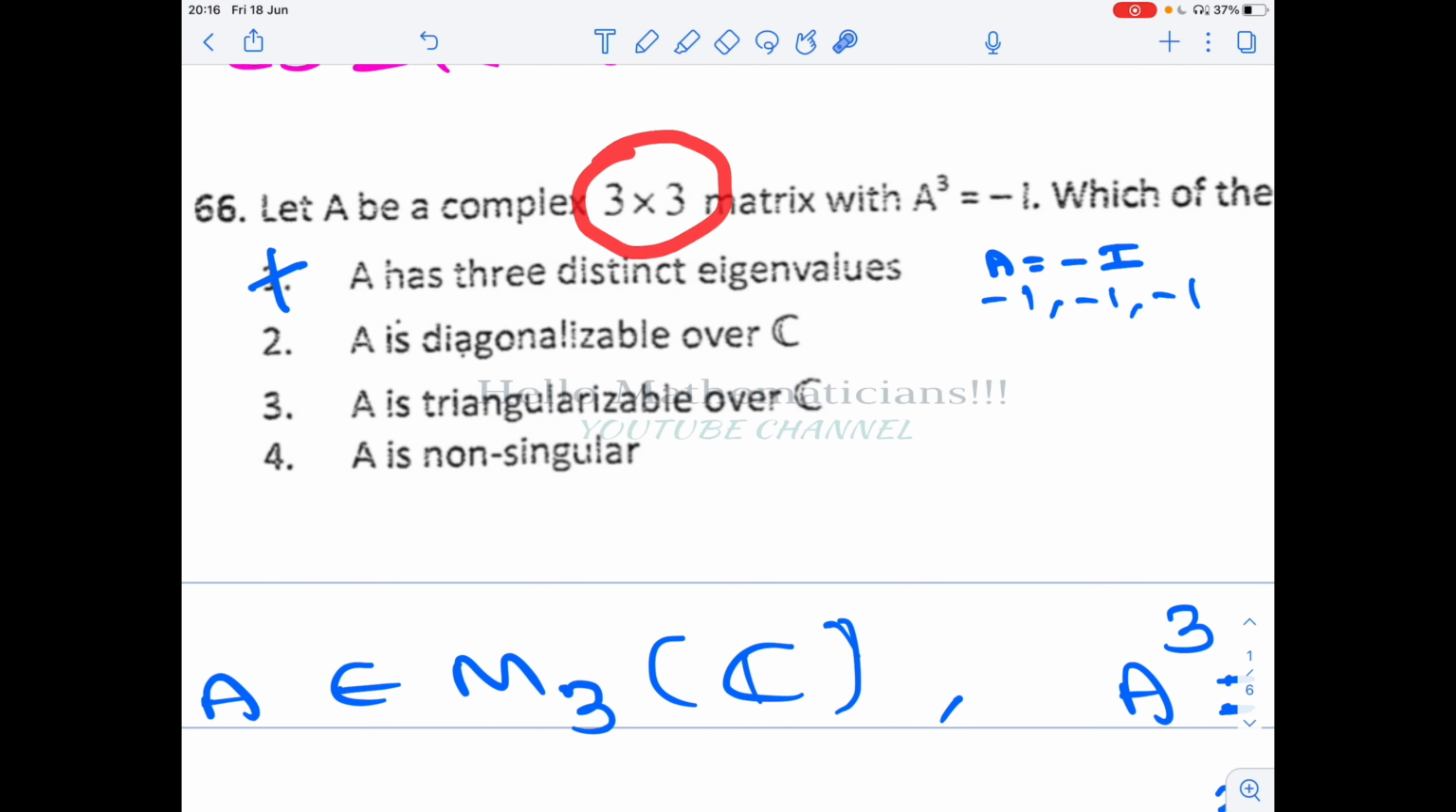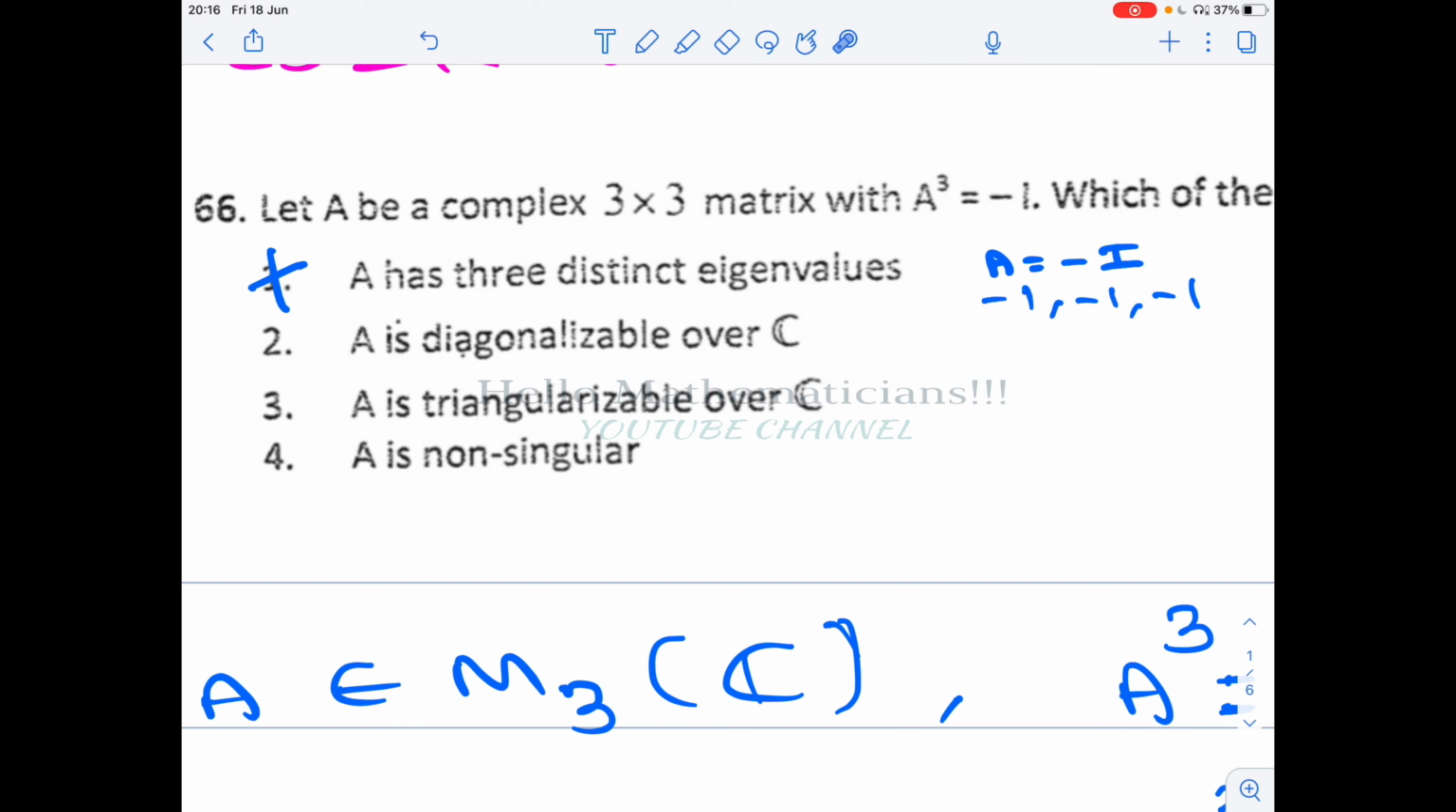let A be a complex matrix of any order. Here they have given 3 and 3, both the same number. But in general, you take any k by k matrix, and assume that it satisfies A power n equal to minus I or A power n equal to plus I. Anything, it doesn't matter, minus I or plus I. Note that I am taking a k by k matrix, but I am taking A power n equal to I, so this k and n need not be the same.